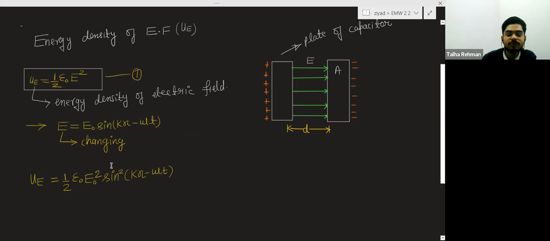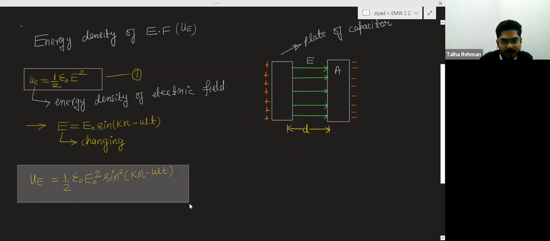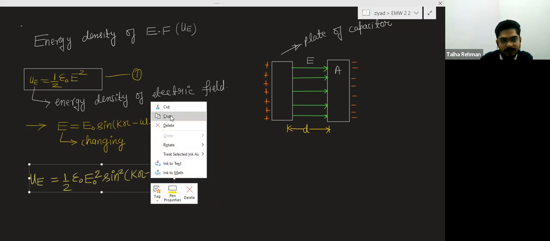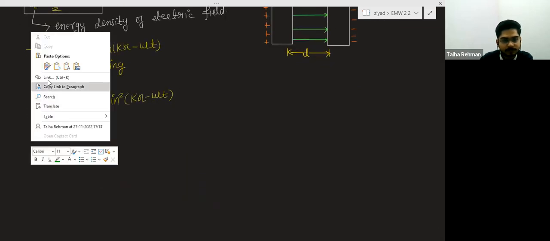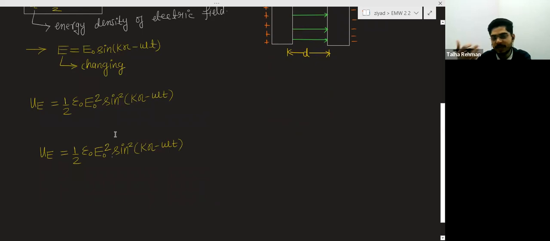This is the value. Basically, this is the energy density of the electric field, and this energy density of the electric field is changing with time due to the change in the electric field. Here is time. This time is changing, and this x is also changing. So that is why this energy density is changing. So now we will take the average value of the energy density. When something is changing with time, we take the average value.